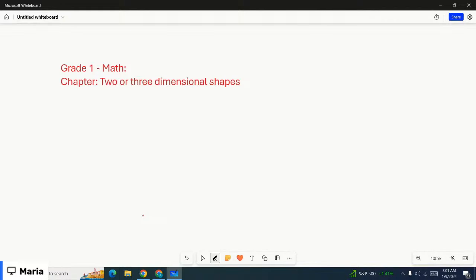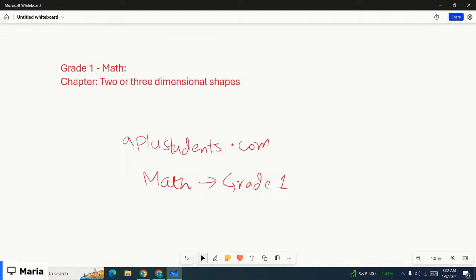We are here for grade 1 math. You can find all the lessons on aplusstudents.com. You have to log in there using your email address and password provided by the administrator. Then you have to select math from the subject tab. Scroll down to grade 1 and then click on view all lessons.